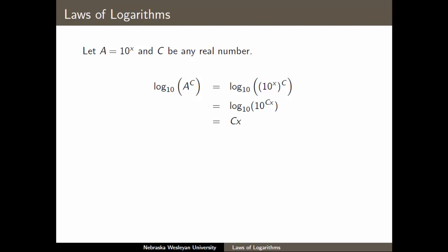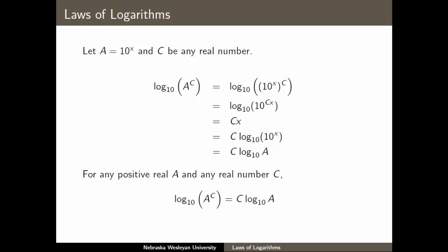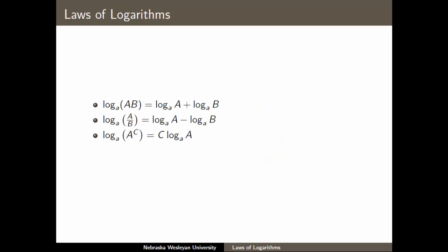And then continue with the same steps as I've used before. x is log base 10 of 10 to the x, and 10 to the x is just the same thing as a. So the result was that log base 10 of a to a power is that power times log base 10 of a. In short, the exponent comes out in front and multiplies by the logarithm, but the base stays inside the logarithm. Here I've just summarized those three laws again.